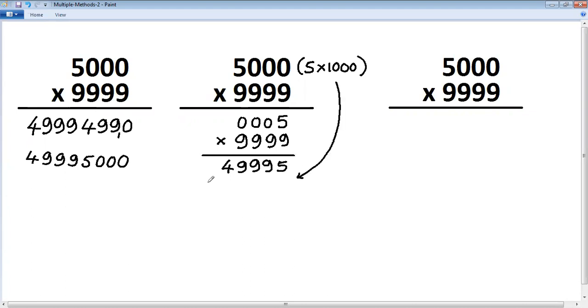It is multiply by 1000. So multiplying by 1000 means you have to just put 3 zeros. So for the final answer, you have to take this number as it is, 49995, and put these 3 zeros. So note that the answer is the same.